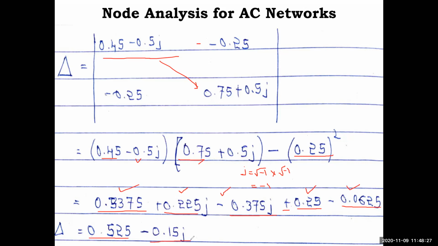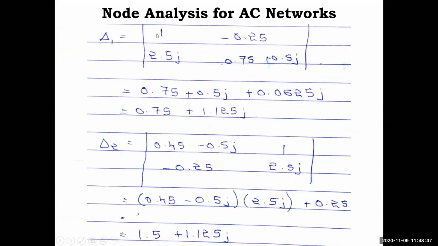Now don't do the conversion to rectangular form, keep it in the same polar form. At the end we'll keep it in the answer. In a similar manner we'll find delta 1 now. The only difference is the first column will be replaced by 1 and 2.5j. If you have not completed it, just pause the video and note it down. I will go further.